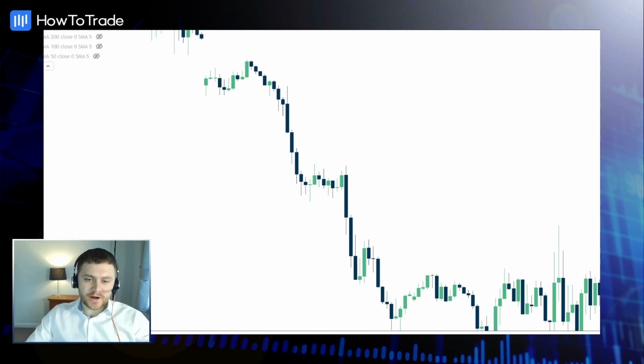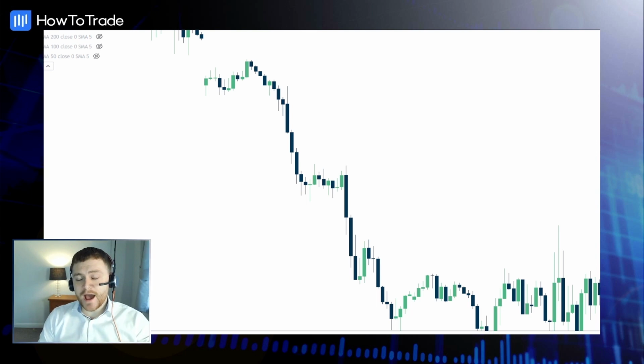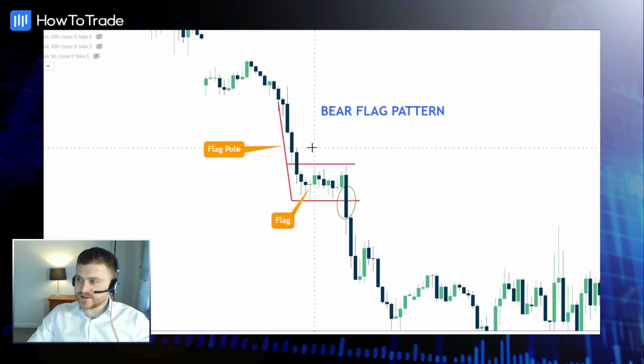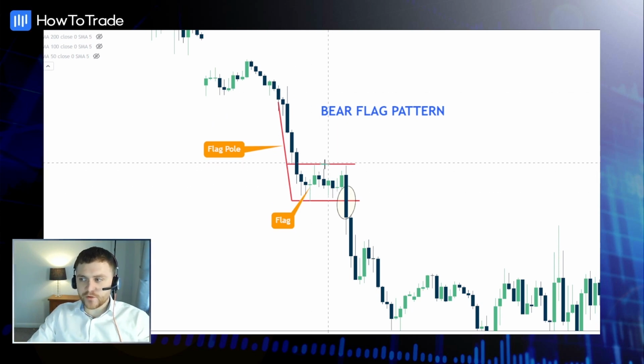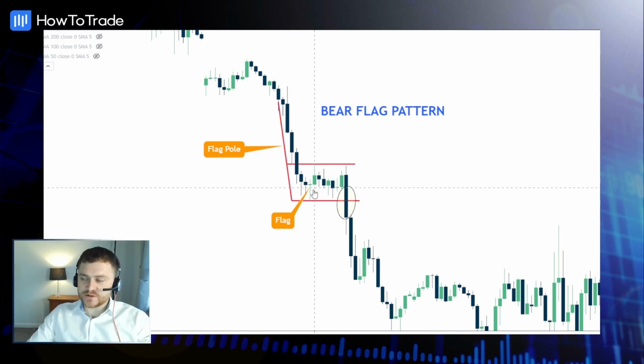Now after that, we want to identify the flag part of the formation. So we want to identify the flagpole and the actual flag, and the flag is just a period of price consolidation. So if I get my drawings up on the chart now, you can see we've got this flagpole coming down, and that's our initial move down. Then we've got that price consolidation here, and that's the portion of our flag. So we just need to draw those trend lines matching up those lows and those highs.